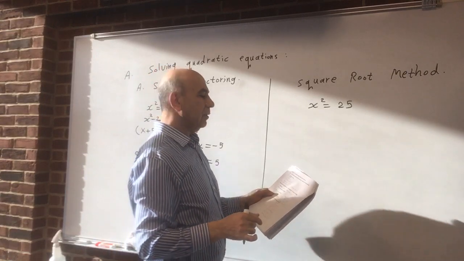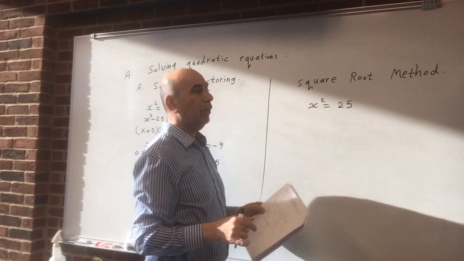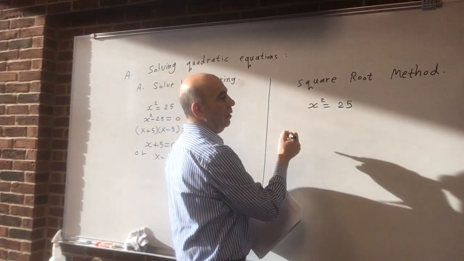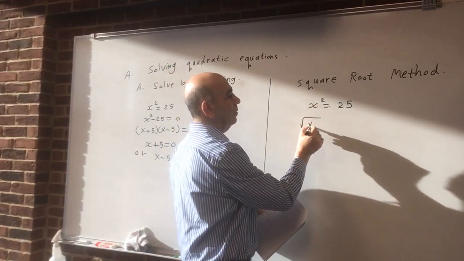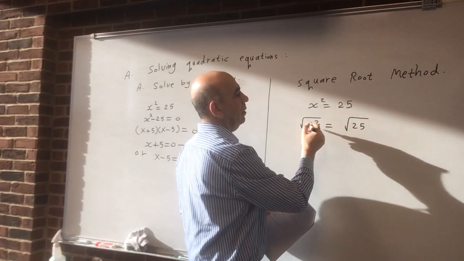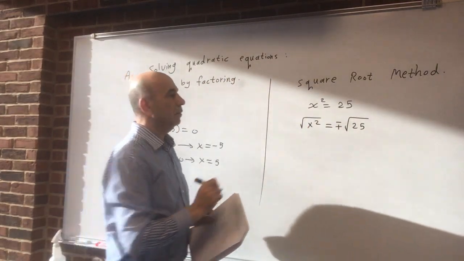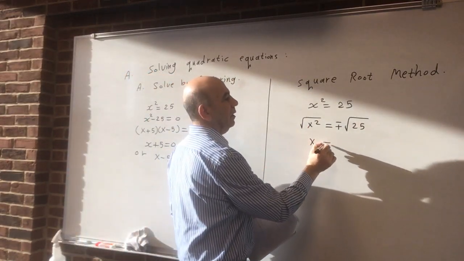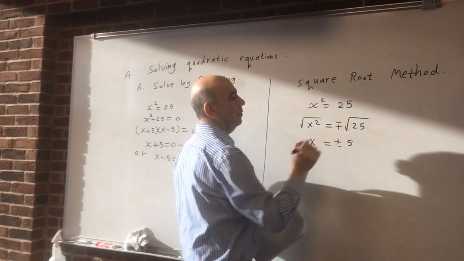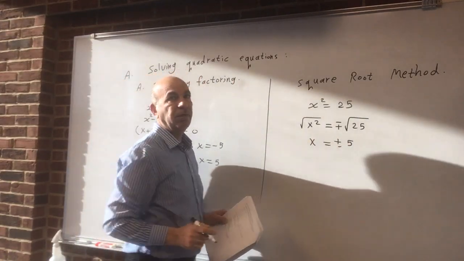Second, extract the square root of both sides of the equation. So take the square root of both sides. When we take the square root of both sides, don't forget plus and minus. So left hand side is x, right hand side is 5. So the solution is 5 or negative 5.